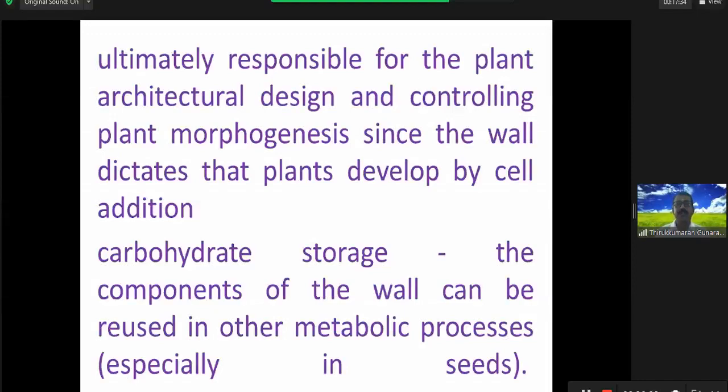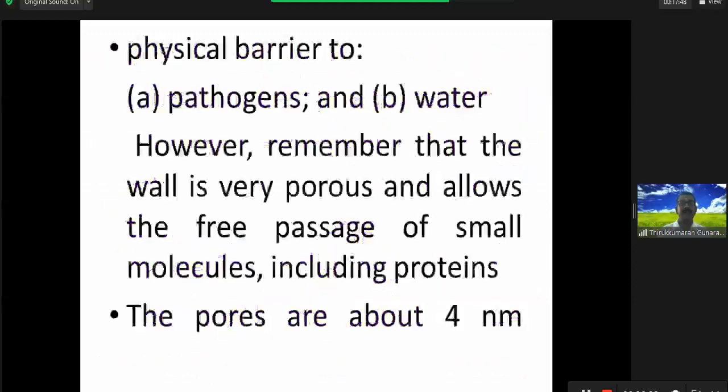Then carbohydrate storage: the components of the wall can be reused in other metabolic processes, especially in the seeds. We will take up the seeds later also. The cell wall is also a physical barrier; when a pathogen or anything else meets the cell wall, it doesn't allow some things to enter the plant cell. So it protects.